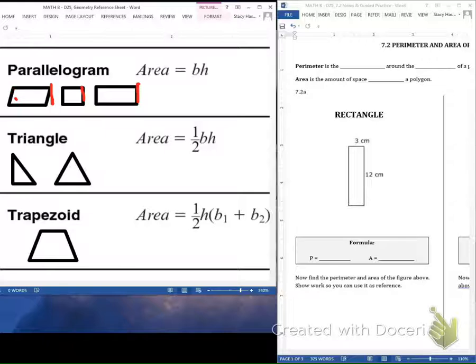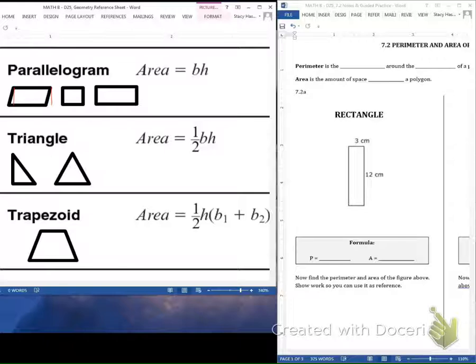Here, let me see if I can draw it better for you. Just a second. There, I've drawn two straight lines from the highest point straight down. So if they give you an additional line, that additional line is to help you to see what the height of the shape is. Let's go back to our rectangle.